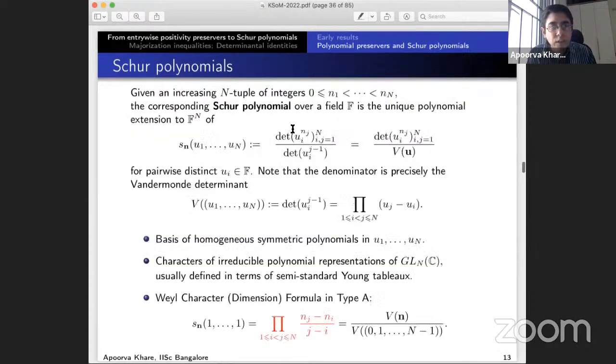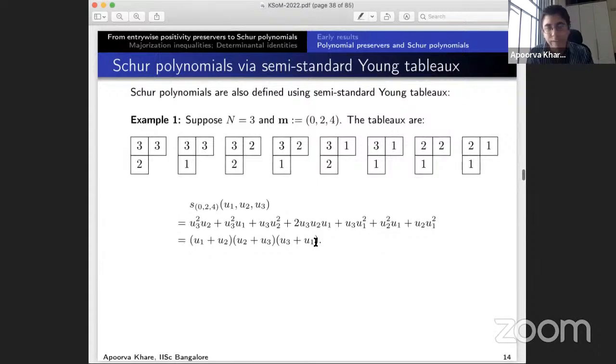What is this? This is literally the determinant of u1, u2, u3 raised to 0, 2, and 4. But that's the same as u1 squared, u2 squared, and u3 squared raised to 0, 1, and 2. It's the usual Vandermonde determinant for the squares of the variables. That's the numerator. The denominator is the usual Vandermonde determinant for the variables. So the ratio would be the product of u_j squared minus u_i squared divided by the product of u_j minus u_i. And we know that a squared minus b squared over a minus b is a plus b. Hence, this factorization here. It's literally the product of u_j plus u_i.